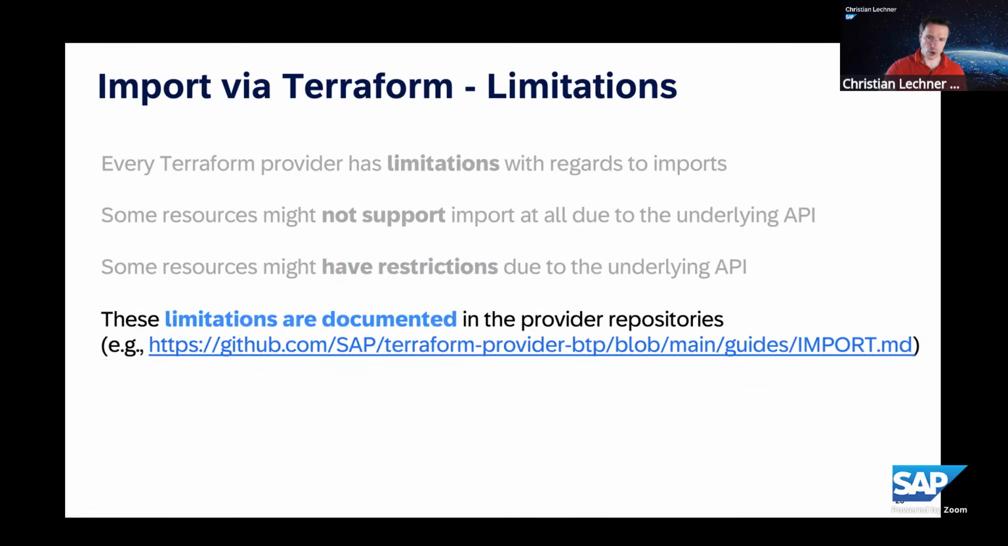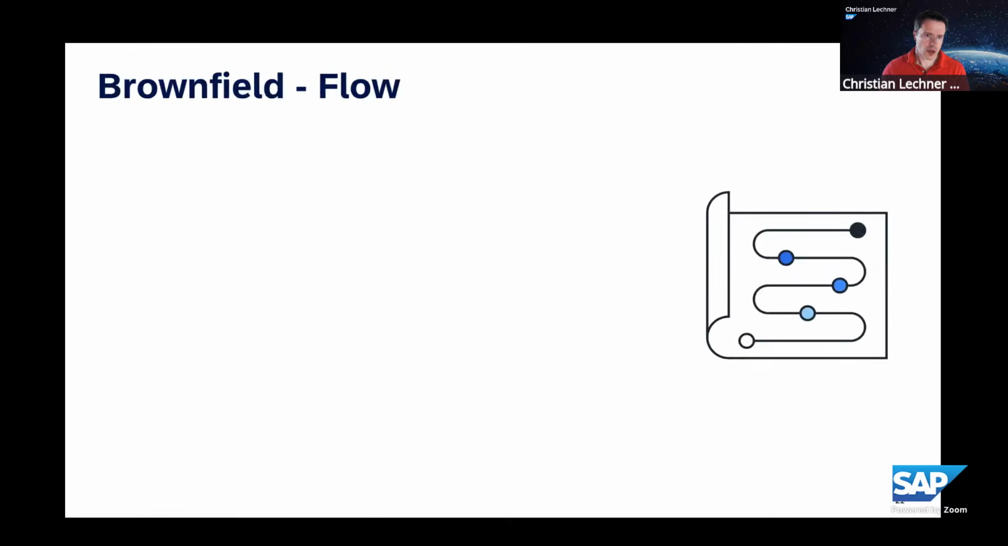In our case, they are all documented in the provider repositories. Or if it's not possible to import at all, then it's of course also documented in the Terraform registry. So you will not run into a spot where you say, okay, I have to try it out to find it out. Everything is there, and if you have questions, feel free to contact us on the GitHub repositories. With that, how would the flow look like in a brownfield approach?